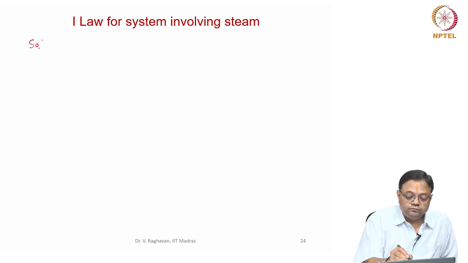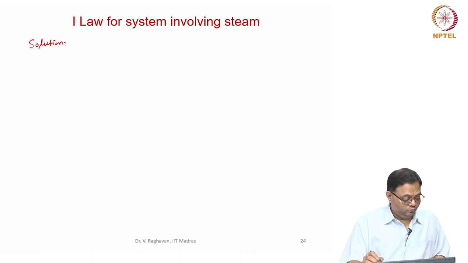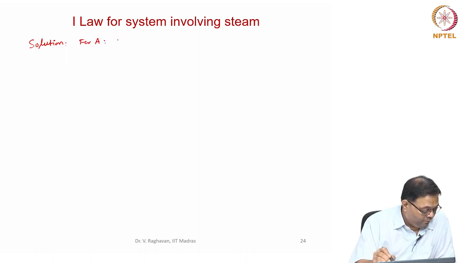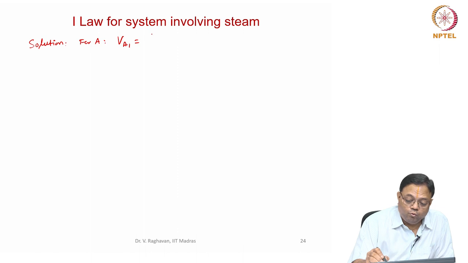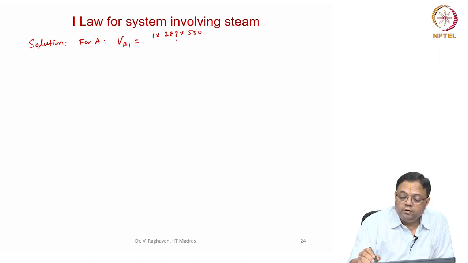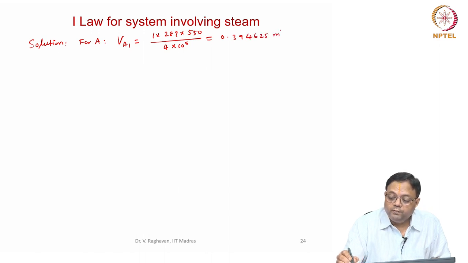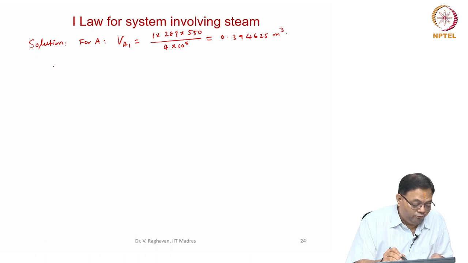Solution. For side A, I can find the initial volume as 1 kg into 287 into 550 Kelvin divided by 4 bar, which is equal to 0.394625 meter cube.